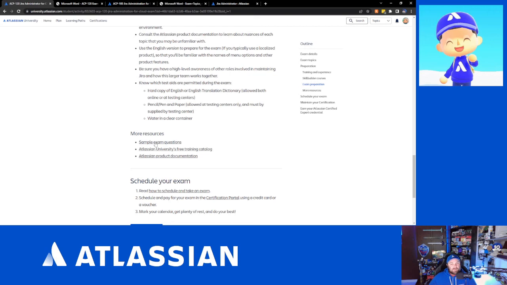Beyond that, there's not much else that I can share because I don't want to cause any violations on the university of potentially cheating. But I think these are some guidelines that will definitely help you prepare for this exam.